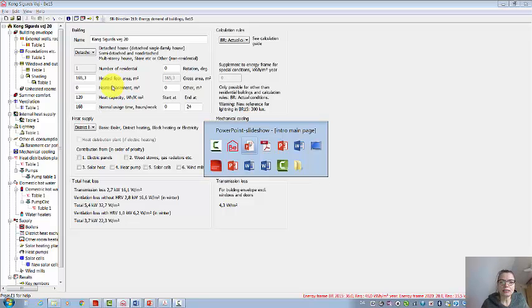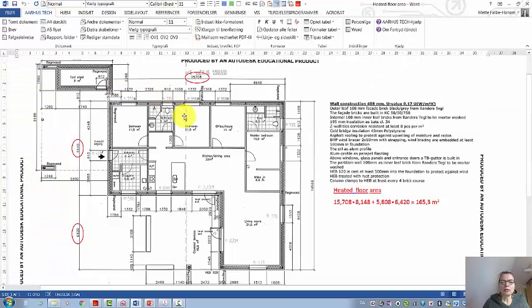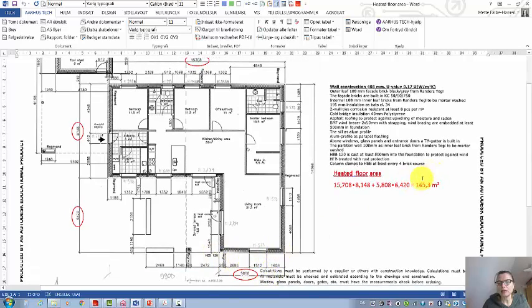If we look at the floor plan for the building here, you can see we have calculated the heated floor area, and that means it's this length here multiplied by this length here, and then I also have this area down here, which is this length here multiplied by this length down here. So this is the heated floor area. So that's the external areas that we have.